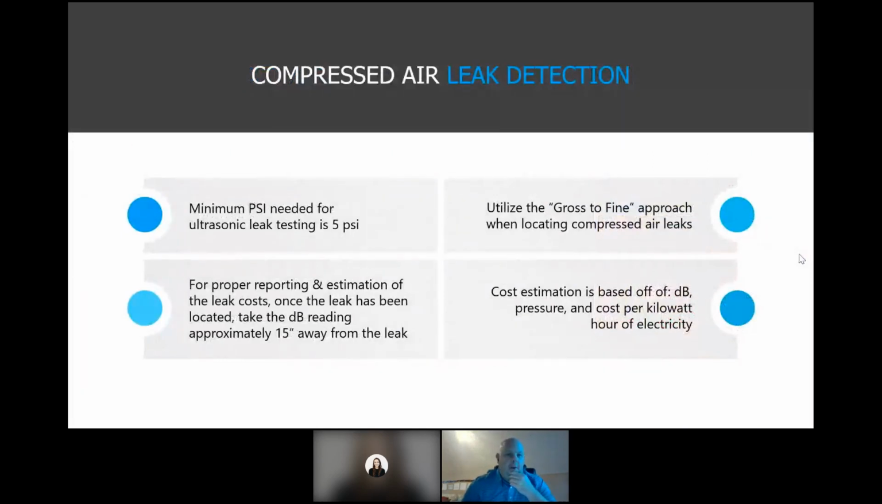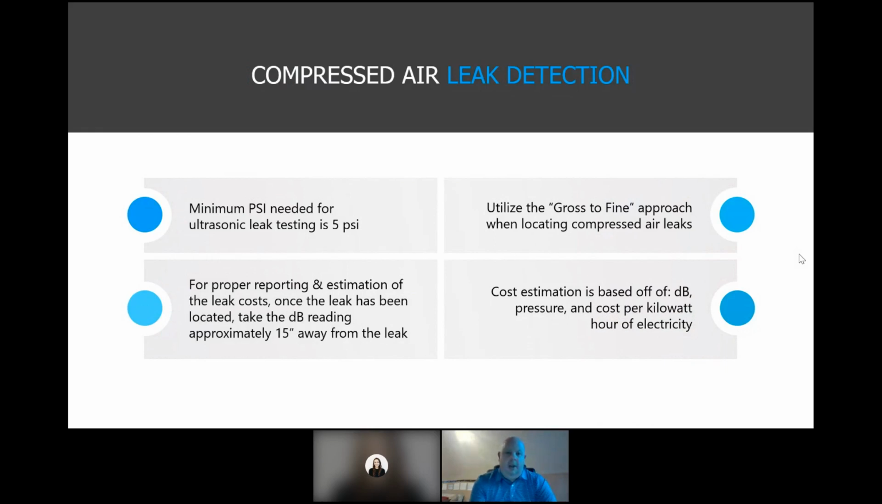So our requirements for compressed air leak detection using ultrasound: the minimum PSI needed for ultrasonic leak testing is 5 PSI. So that's kind of what the spec on our airborne scanning modules are rated. They're rated to find leaks in the 5 PSI range. So as long as we're at 5 PSI and above, we can certainly do ultrasonic leak testing.